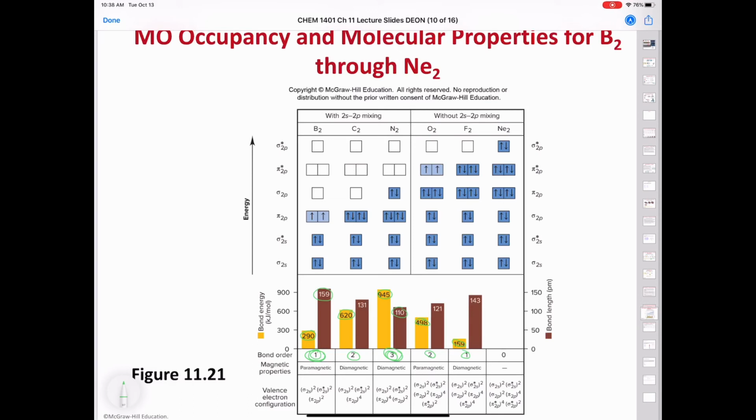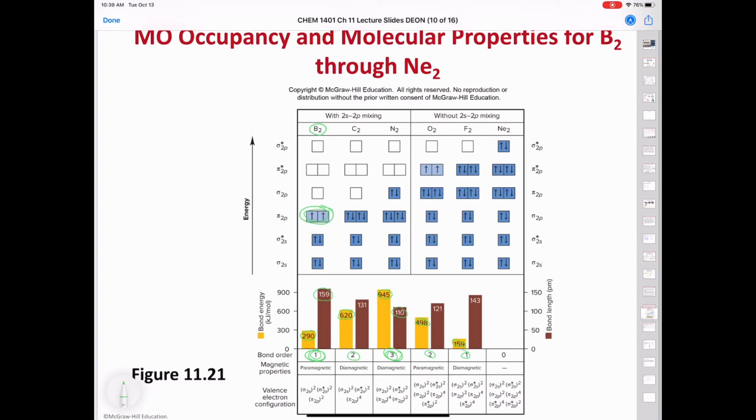If we look at B2, it has 6 outer electrons. 4 fill the sigma 2s and the sigma star 2s molecular orbitals. The remaining 2 electrons occupy the 2 pi 2p molecular orbitals, 1 in each orbital, in keeping with what? Hund's rule. With 4 electrons in bonding molecular orbitals and 2 in antibonding molecular orbitals, the bond order is going to be 4 subtract 2 multiplied by a half, which gives us a bond order of 1. And as is expected, diboron is going to be paramagnetic. If we look at C2 or dicarbon, we have 2 additional electrons that are going to fill the pi 2p molecular orbitals, which is going to render it diamagnetic.